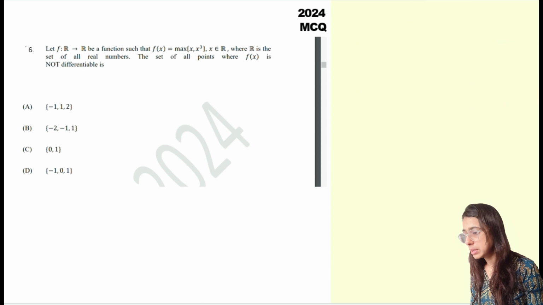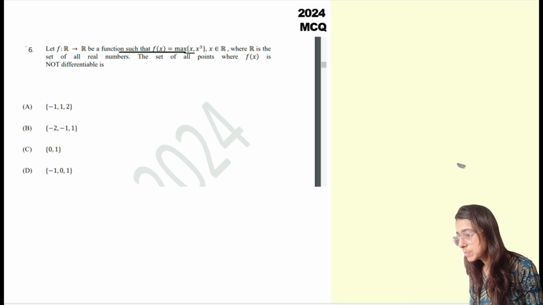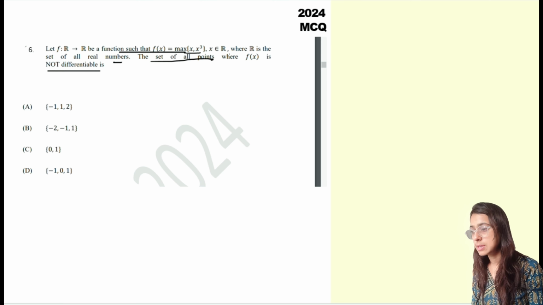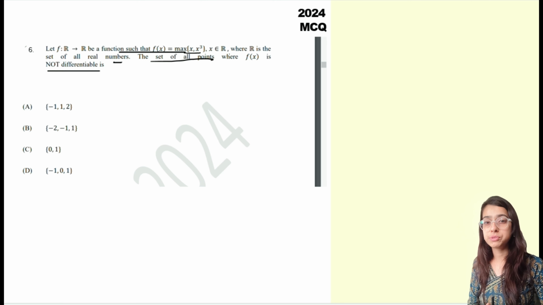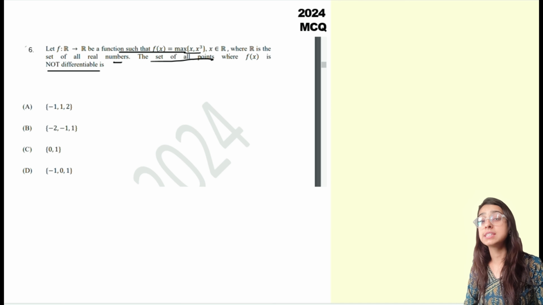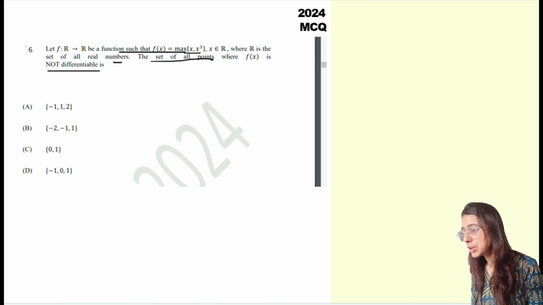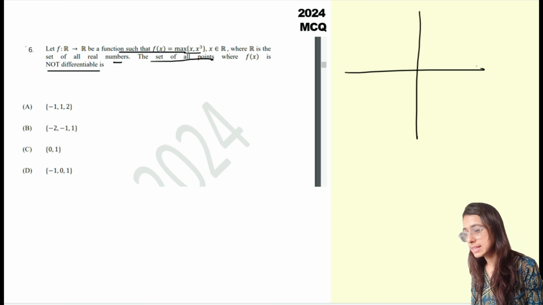F is from R to R be a function such that f of x is maxima of x and x cube, where R is a set of all the real numbers. The set of all the points where f of x is not differentiable is. So यहाँ पर we will use the fact that f of x is not differentiable at the points जहाँ पर आपका graph sharp edges देता है. So if we try to plot this function, we have this is x and this is f of x or y.